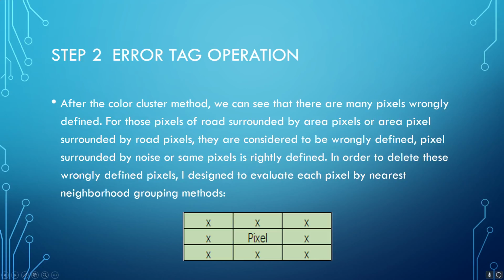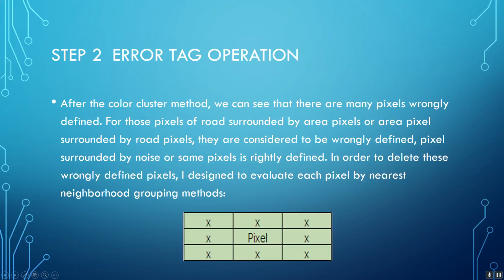After the processing we got above, we can see that there are many pixels wrongly defined, for those pixels of road surrounded by area pixels, or area pixels surrounded by road pixels. They are considered to be wrongly defined. Pixels surrounded by noise or the same pixels are readily defined. What is the meaning of this sentence?